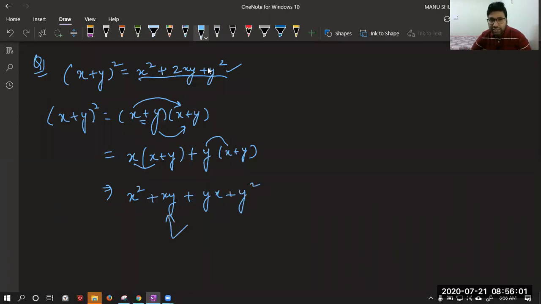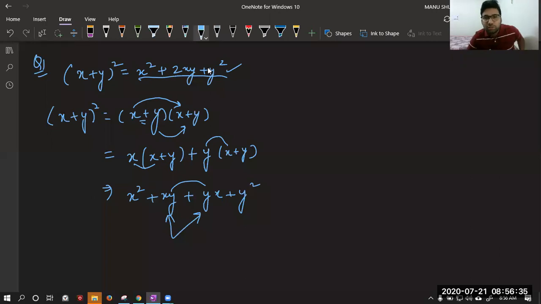Now, can we say xy and yx is the same thing? All of you, can we say? Yashna, we can say, because xy and yx are the same thing, beta. Multiplication is commutative. Either you say x into y or you say y into x, it is the same thing. Okay, so we can say that both are equal and they can be added.